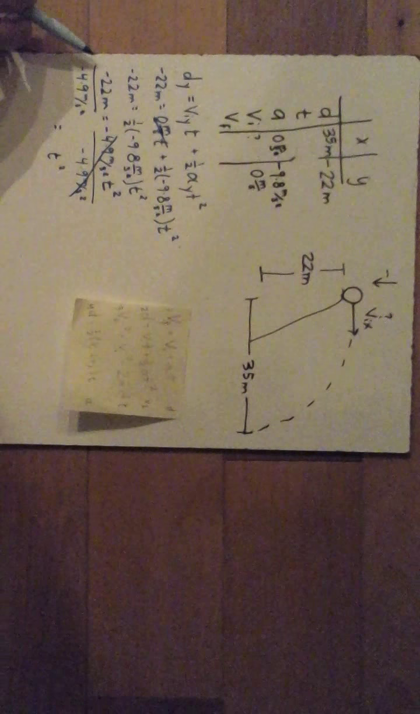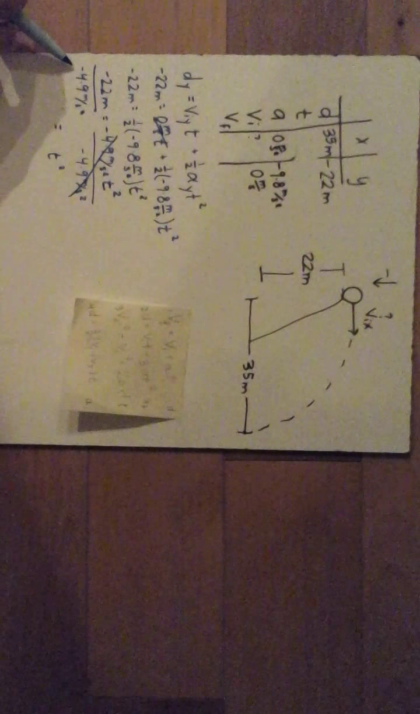Now to get t on its own, I need to get rid of what's next to it, and that's this negative 4.9. In order to get rid of something that's multiplied, I'm going to divide. Anything I do on one side, I'm going to do on the other side. On this side, it cancels, so we're left with just t squared. On this side, we have negative 22 meters divided by negative 4.9 meters per second squared, and that's going to give us 4.49 seconds squared.